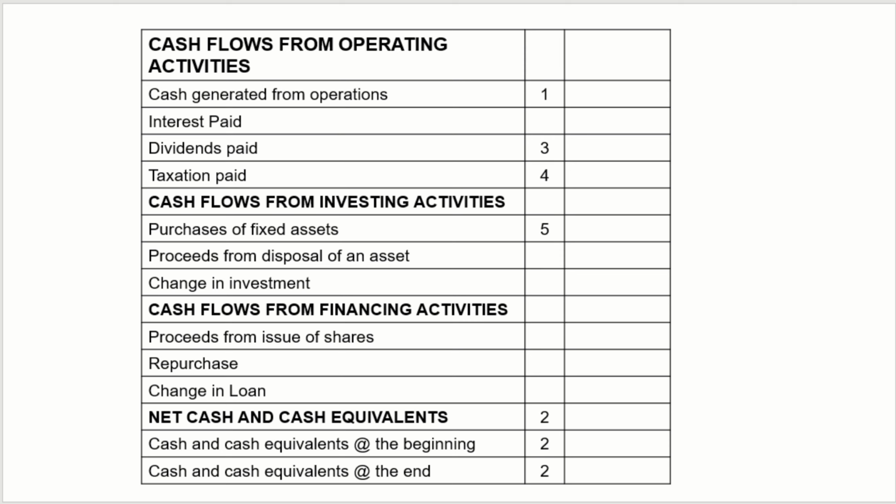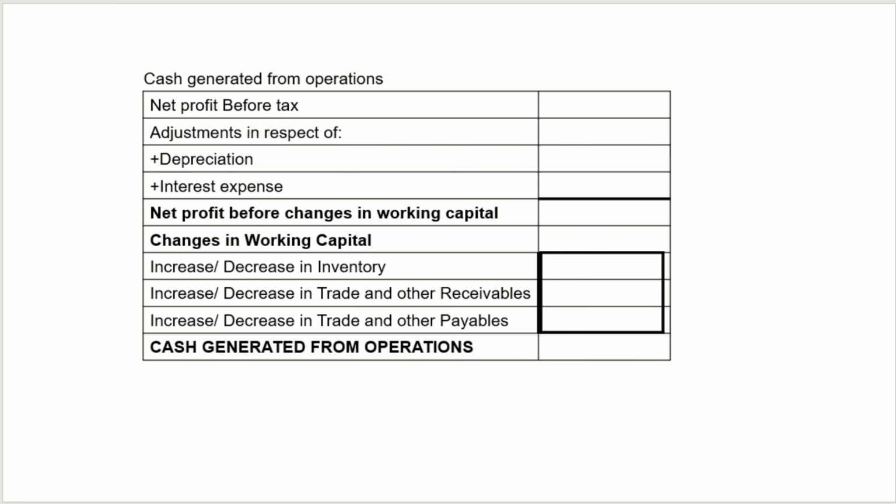So in the next videos, we'll be explaining in detail the notes and how to prepare the cash flow statement. Now, I'm just going to touch on the first note. The first note, we have the cash generated from operations. The first thing that goes in there is the net profit before tax. Please note this down. This is before tax, not after tax. We have the net profit after tax, but this one is the before tax.